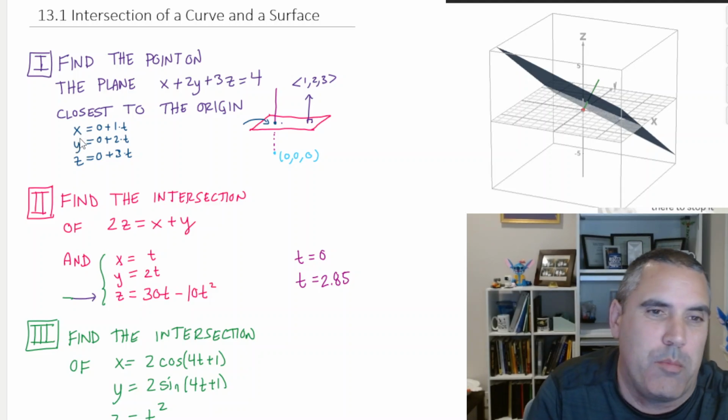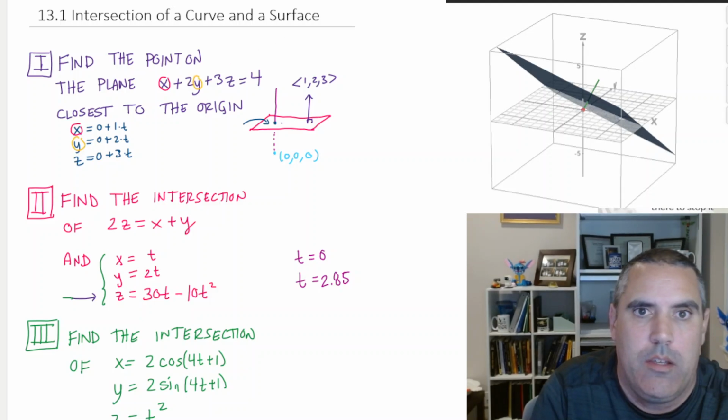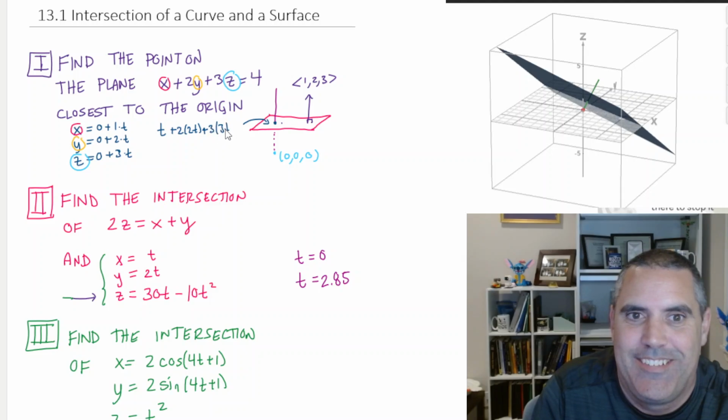All intersections are about combining conditions, and so we would like this x to be the same as that x. We would like this y to be the same as that y. We would like this z to be the same as this z. As I said, that's probably what, if I just gave a student this and gave them time, they would do, even if they didn't understand, is they would combine. And then we solve.